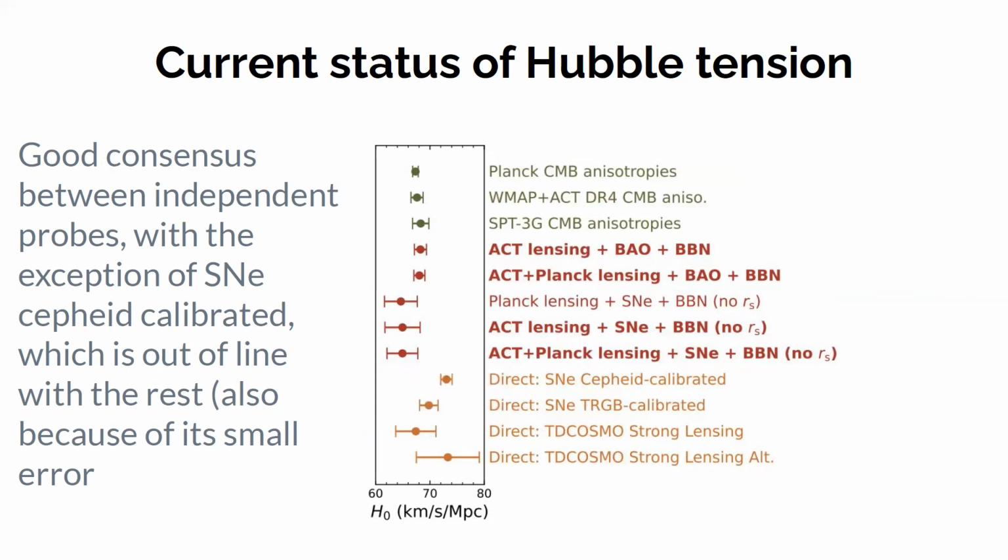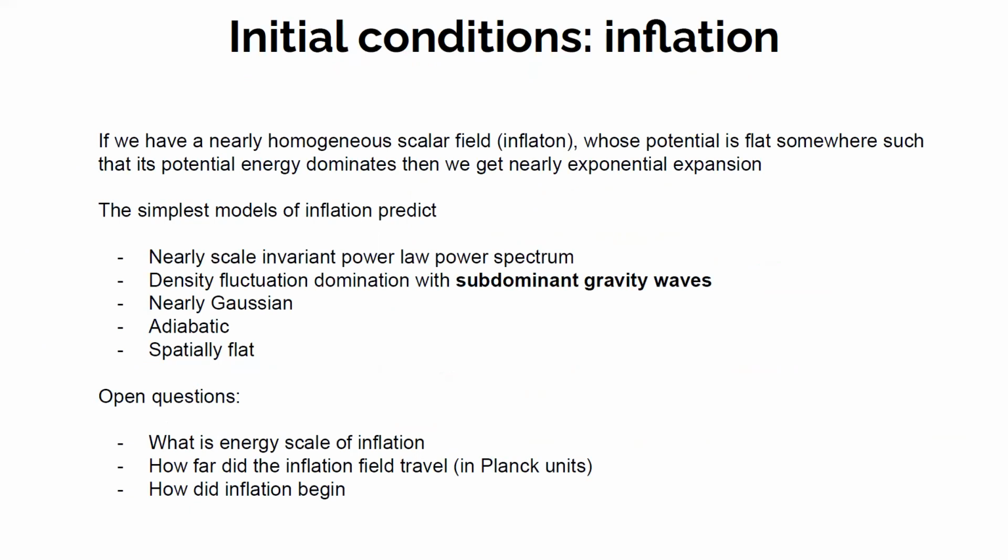So, all right, let's move on. Now, what about initial conditions? Inflation sets the initial conditions if we believe in inflation. And the simplest model of inflation predicts, first of all, a nearly scale invariant power spectrum. This is codified in this n_s slope to be close to 1. Then it predicts subdominant gravity waves. This is codified in this r coefficient, the gravity wave to standard fluctuation ratio, which is supposed to be less than 1. Fluctuations are supposed to be nearly Gaussian, adiabatic, and spatially flat.